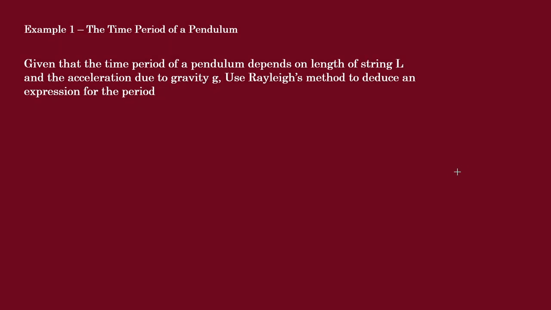So example 1. Given that the time period of a pendulum depends on the length of string L and the acceleration due to gravity g, use Rayleigh's method to deduce an expression for the period. So let's see. We have three variables in this question here. The time period T. So that's what we're going to do. We're going to list out our variables first.